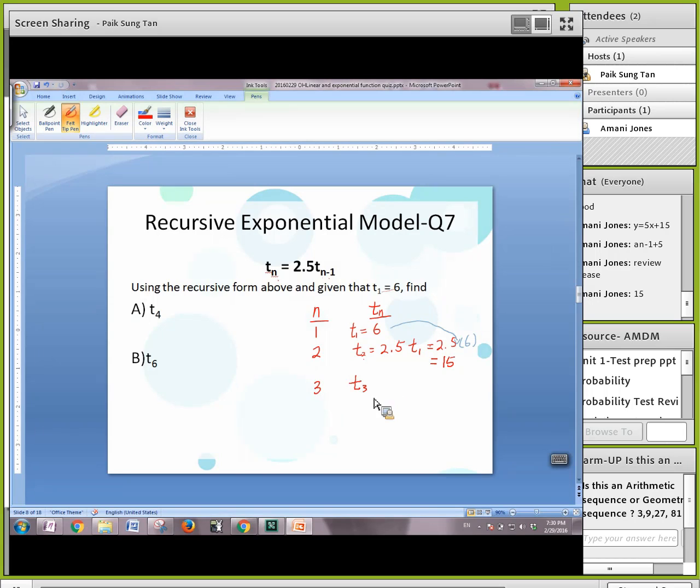All right, so now for T3, same thing. Now n is 3. Plug it in. n is 3, 3 minus 1 is 2. Basically, you just use the previous number. So 2.5 times 15. So you do the calculation. It's faster.